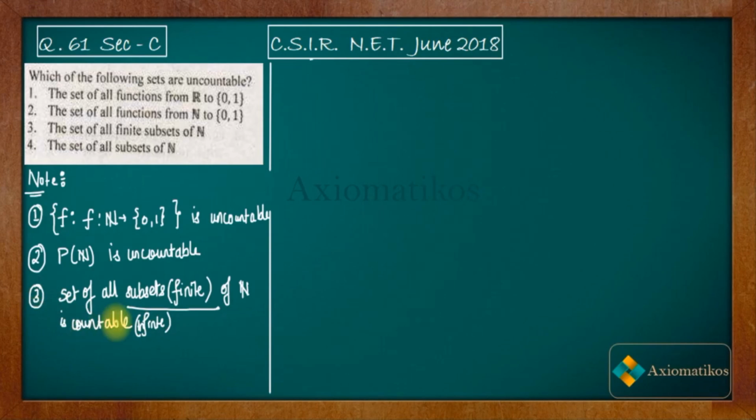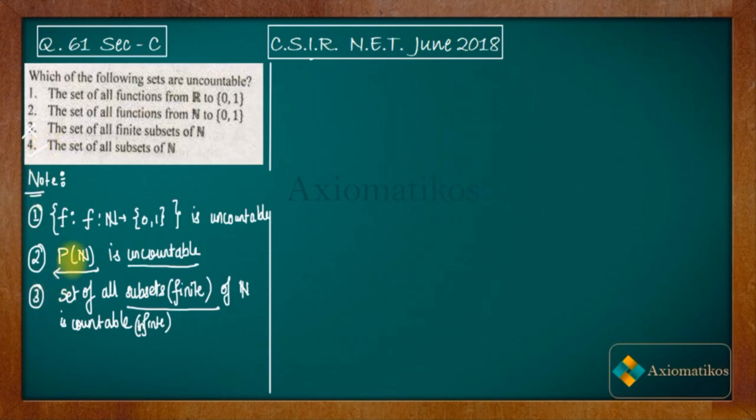So because this is true, the question was asking which of the following sets are uncountable, and here they have written that the set of all finite subsets of N is uncountable. It means the third is incorrect. Now, the fourth one tells us that the set of all subsets of N. The set of all subsets of N actually means the power set of natural numbers. So because of this statement, we know that the power set of natural numbers is uncountable. So it means the fourth is true.